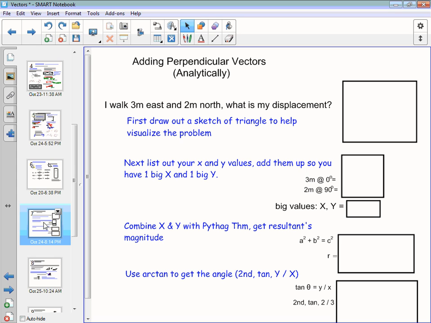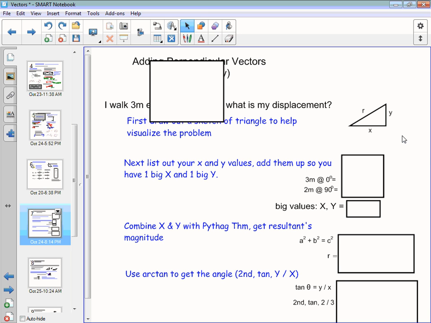Let's add some vectors that are perpendicular. You say, we've already done that. Well, we're going to do these not so much graphically, but with a method called analytically. Analytically means we're using calculators. That's pretty much what it means. So if I walk 3 meters east and 2 meters north, what is my displacement going to be? Well, first of all, I would draw out a sketch of a triangle to explain what I'm doing. So I'm walking 3 meters east and 2 meters north. So there's my sketch.